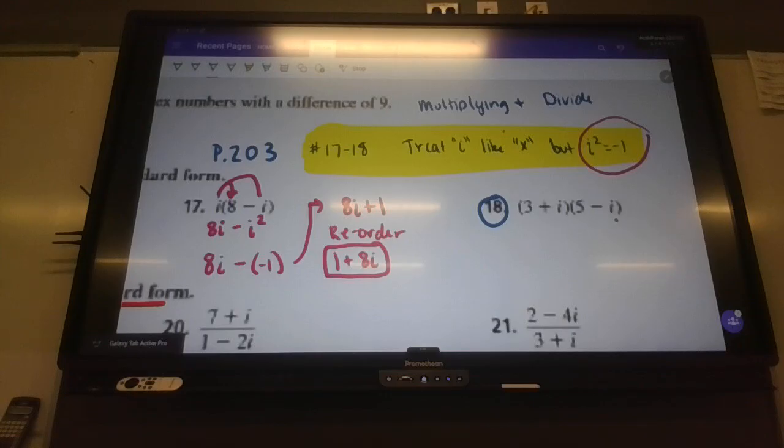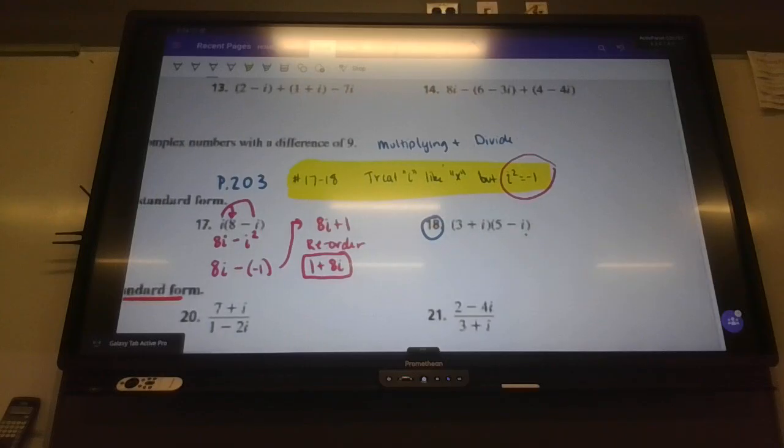You don't get it? So treat i like x. Do it like you've always done it. One little extra trick. i squared is actually equal to the real number, -1. So, on 18, if you like the box method, you can do the box method. 3 positive i, 5 negative i. Or you can do FOIL double distribution. 15 minus 3i plus 5i minus i squared.